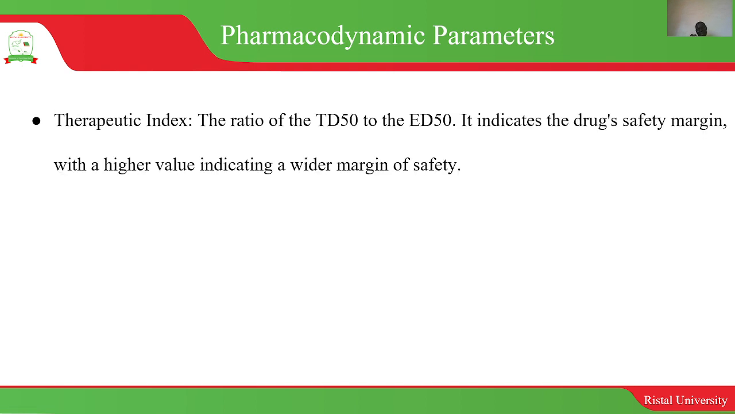Therapeutic index is the ratio of the TD50 to the ED50. Exactly, we already saw it. It's just like the slope. We get the ratio of the TD50 to the ED50, and it indicates the drug safety margin, with a higher value indicating a wider margin of safety.